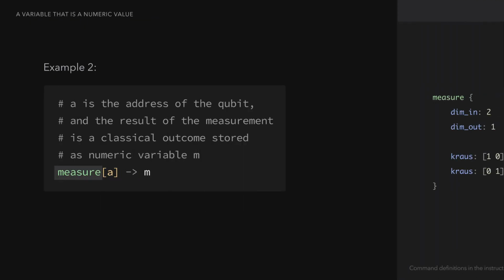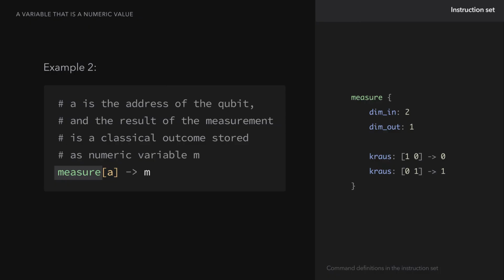The measure command is an example of the assignment of a numeric variable. This command measures the state of a two-dimensional subsystem, and the measurement produces classical information as an output. We store the measured state as a numeric variable m.